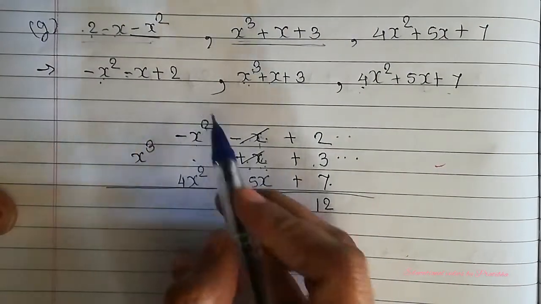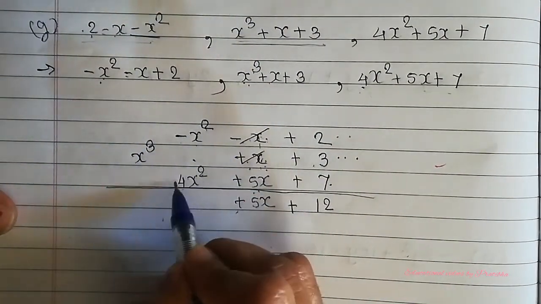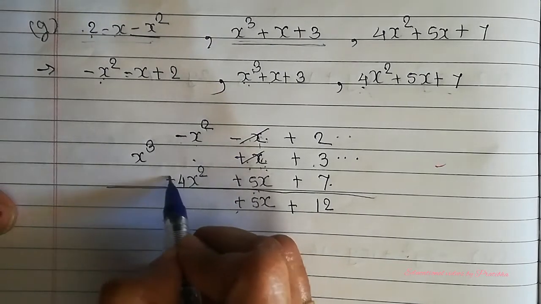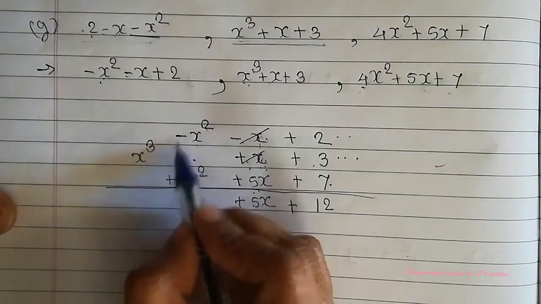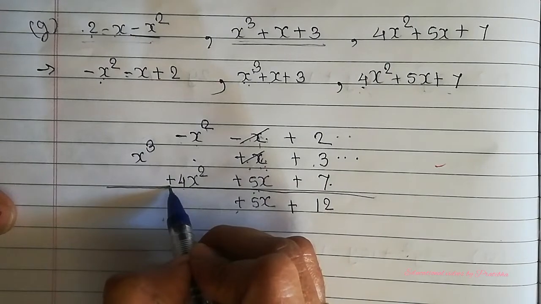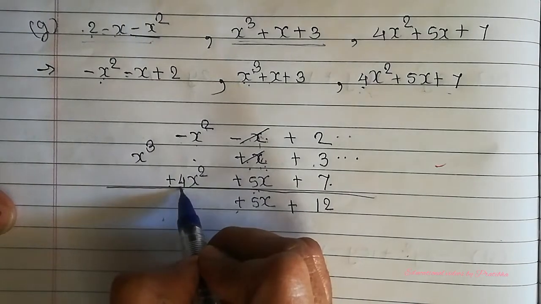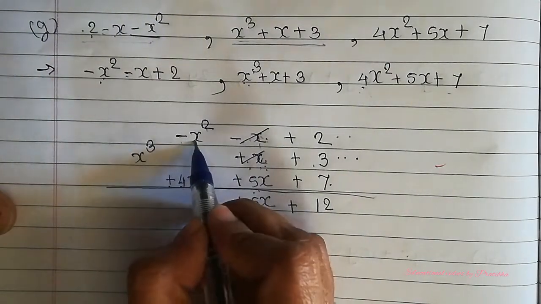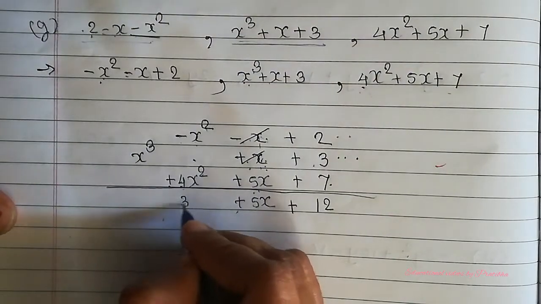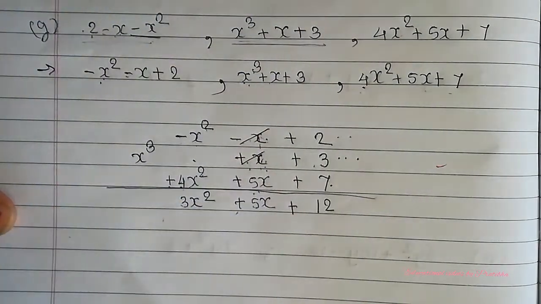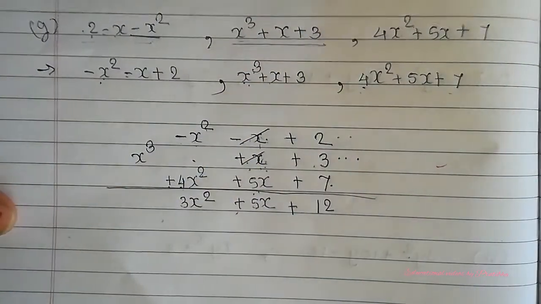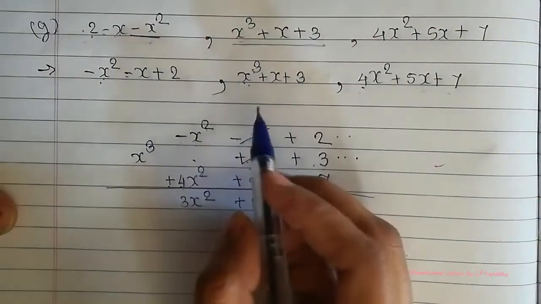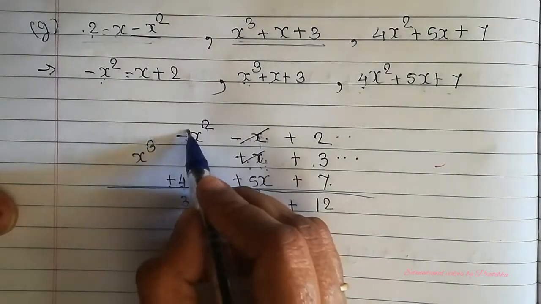Now minus x square and 4x square. In front of 4 nothing is there, which means this term is positive. Minus plus will be minus, that means we have to do subtraction. 4x square minus x square will give us 3x square. As minus plus minus we have done subtraction, and in front of x nothing is there, which means the coefficient is 1.